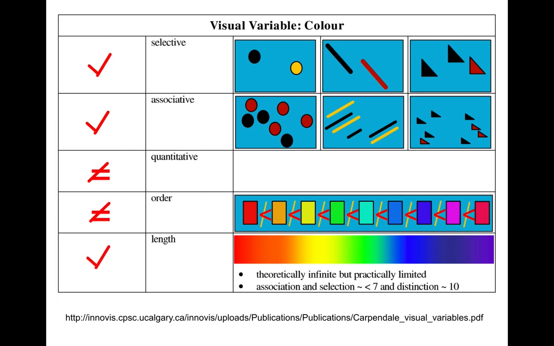How many values can we perceive in color? Well, we can perceive theoretically many different values. However, practically, this perception is limited to comparing different colors and understanding specific colors in a visualization. So try not to use more than about 7 colors in one visualization.